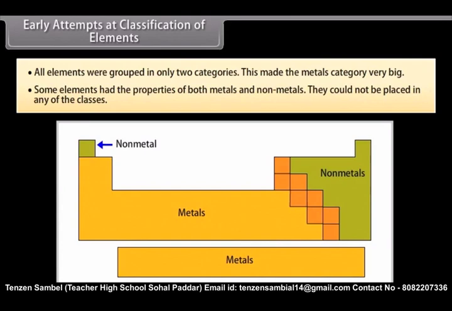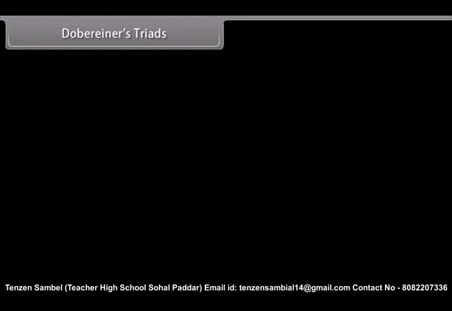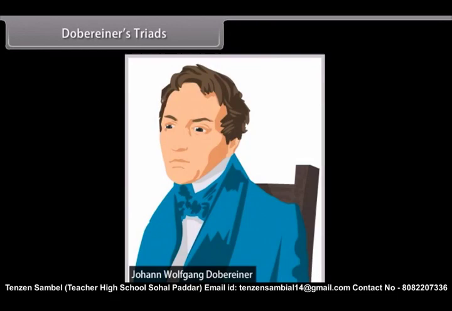This increased the need to identify some kind of pattern or regularity in the properties of the elements and then classify them. Dobereiner's triads. In 1829, Dobereiner, a German scientist, made groups of three elements, each based on their properties.